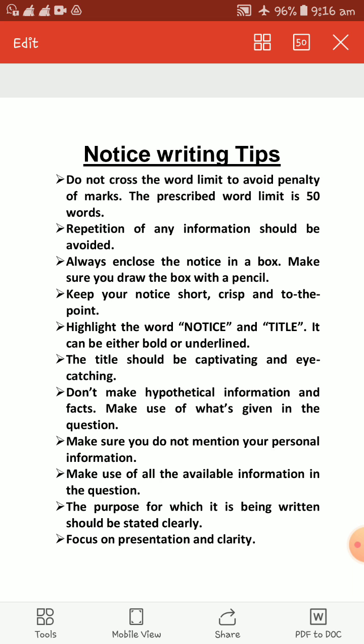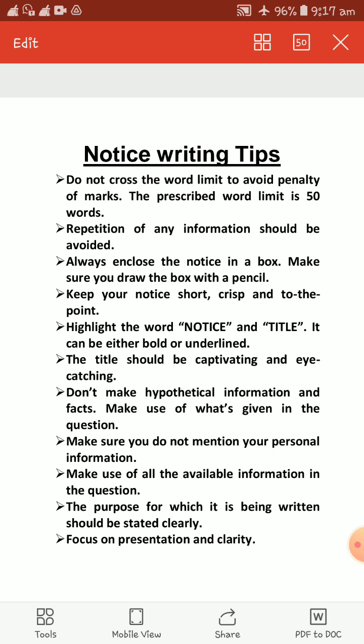Highlight the word notice and title. The word notice and title must be highlighted properly. And I told you, you can either use bold letters or else you can underline it. And the next one, the title should be captivating and eye-catching. The title of a notice should be very, very attractive. It should be captivating, it should be eye-catching also at the same time.